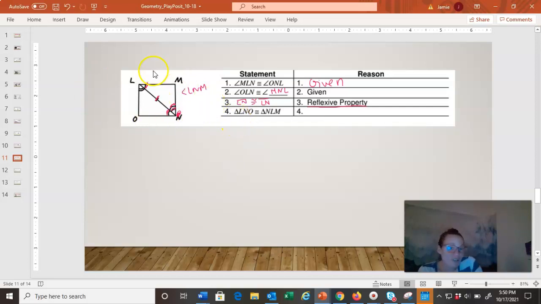Last statement, what congruence postulate do we have? We have an angle marked, a side marked, and an angle marked. So that's the angle side angle postulate.